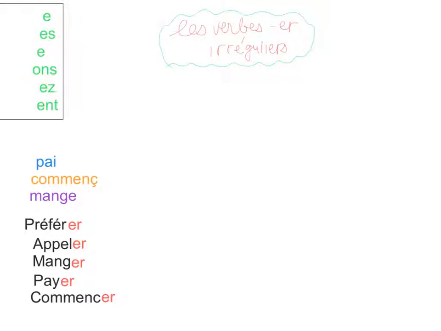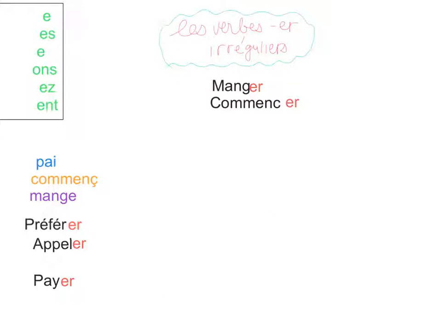Bonjour. So today we are going to take a look at two other bad boys. They are called the GER and CER verbs. And like the name indicates, they end up with either GER or CER. Let's take a look at them.